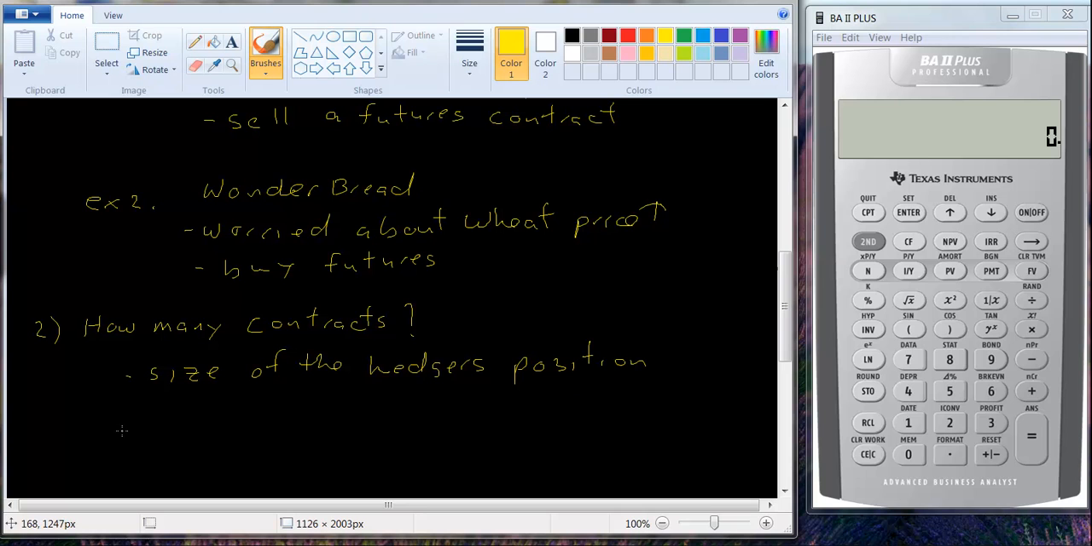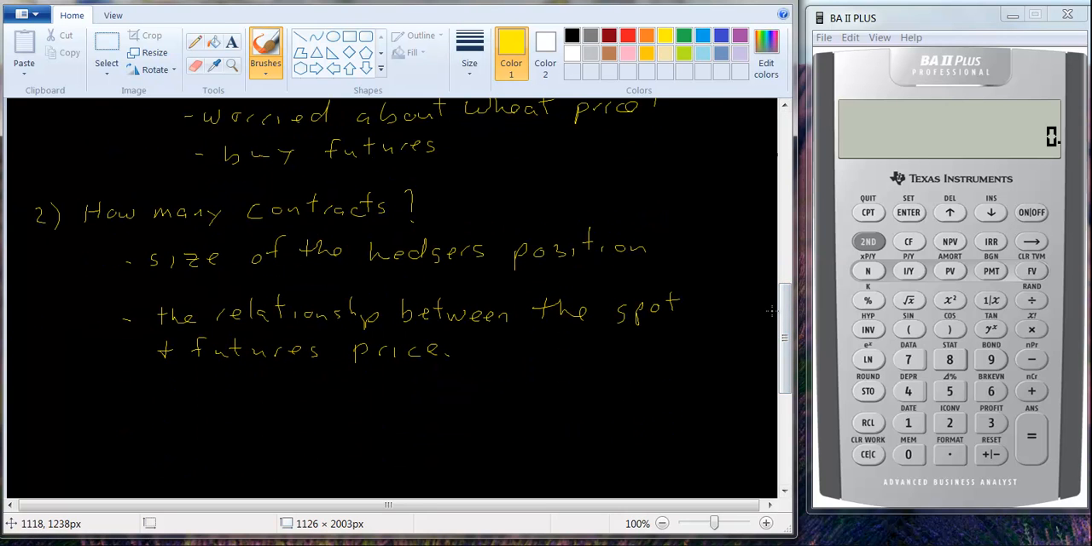The second thing we want to think about is the relationship between the spot and futures price. Now, they're going to move in the same direction, but one may be more sensitive to some variable changing than another. For example, okay, let me give you an example here. Let's say you're doing an interest rate hedge. The futures contract for the commodity that you're using may be more or less sensitive to a change in interest rates than the commodity you're hedging.